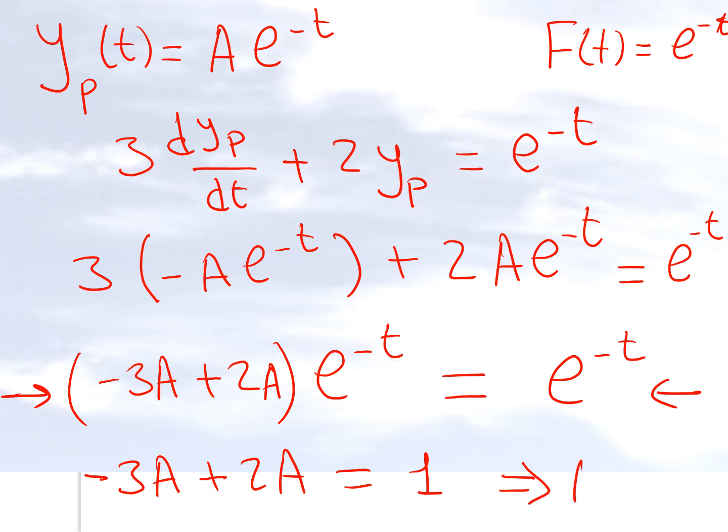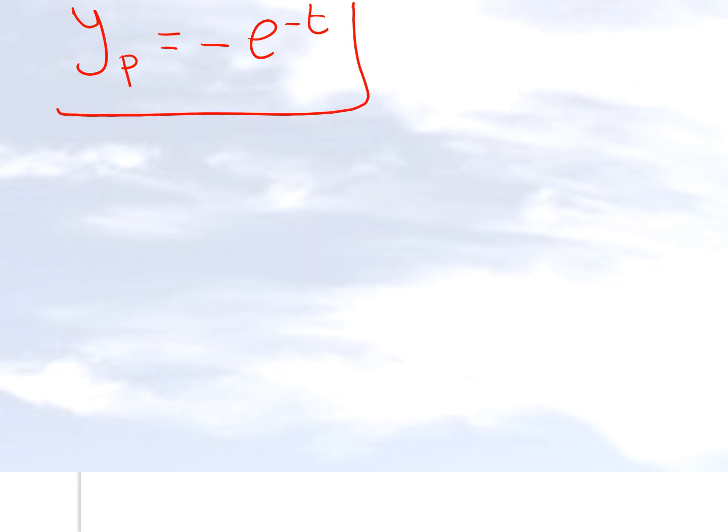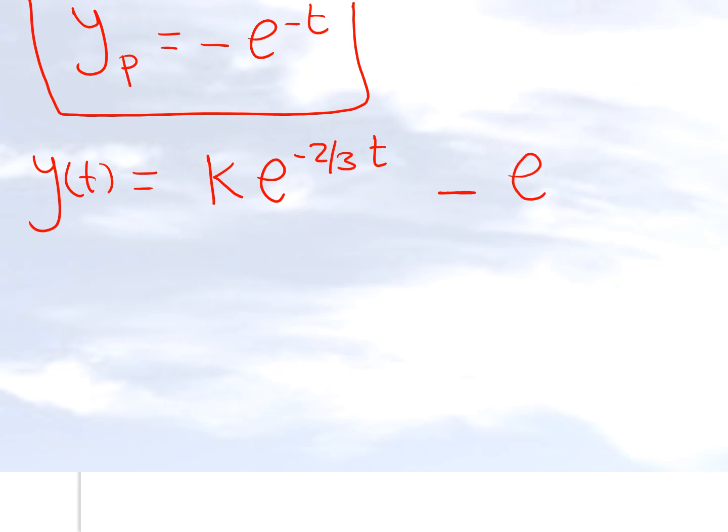From here we can solve for a as negative 1. So now we have solved for the constant associated with the particular solution, and our particular solution is equal to negative e^(-t). Now we have a proposal for the two parts, homogeneous and particular. So the complete solution y of t is equal to the homogeneous part plus the particular part. You can see that we still have an unknown k, the constant associated with the homogeneous part. We solve for k using the initial condition.